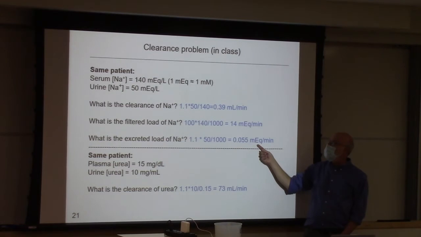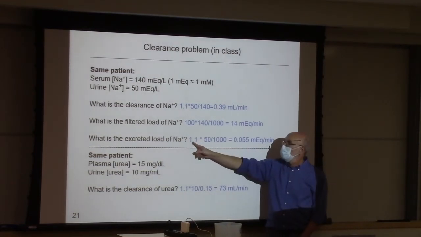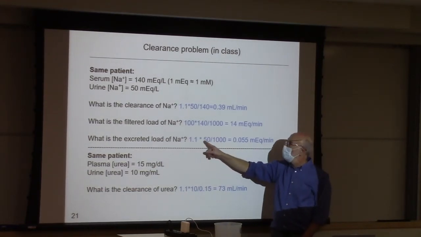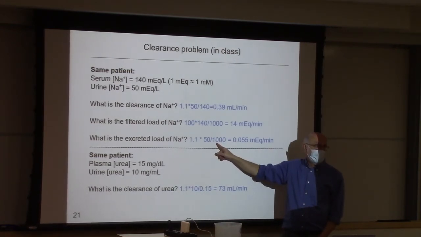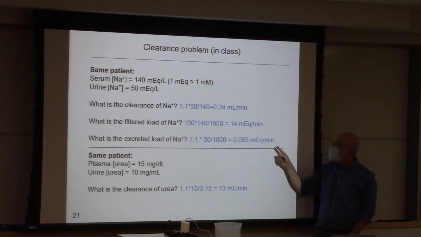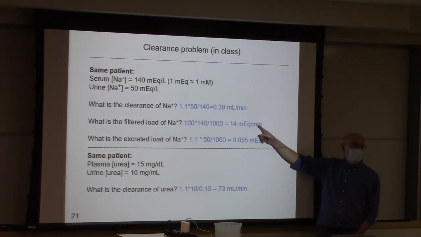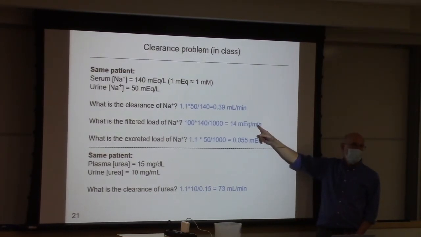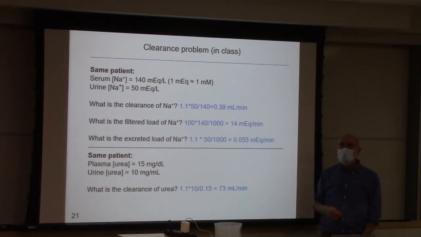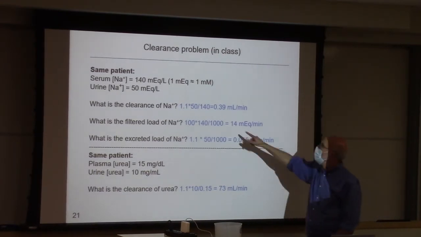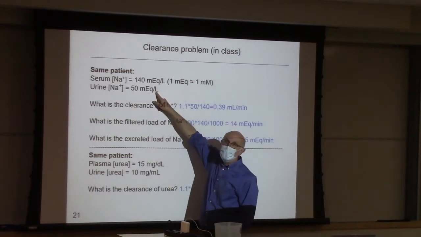And here's the same calculation for the excreted load. Volume per minute of urine, urine concentration converted into concentration per milliliter. Why is this so much smaller than this? The same answer. Kate. Because we reabsorb it. Where's the 1,000 coming from? 1,000 milliliters per liter.